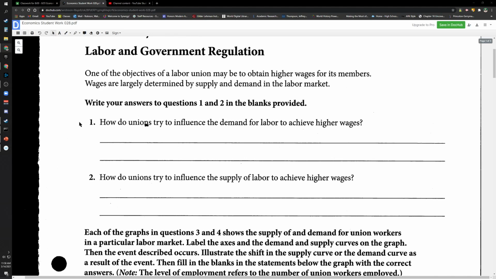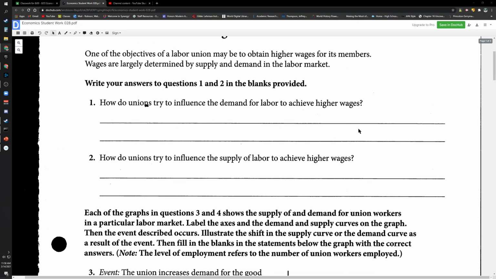So number 1 says, how do unions try to influence the demand for labor to achieve higher wages? Remember, they do this by increasing the demand for the product that the union workers produce. So they could do this through advertising, to buy American goods or something like that, or buy union. That's something that's done too.